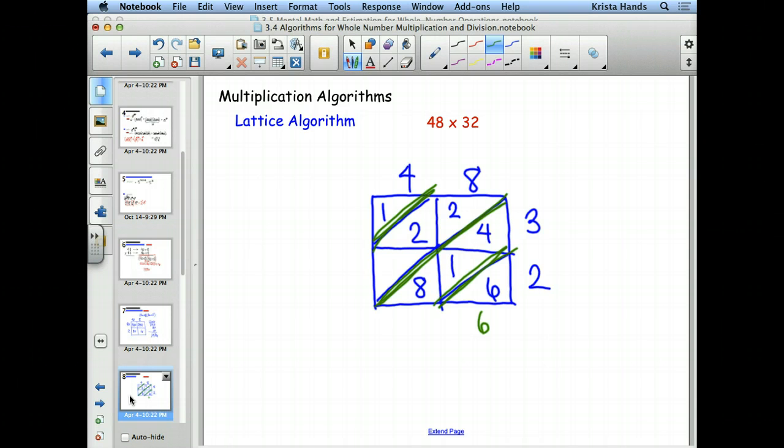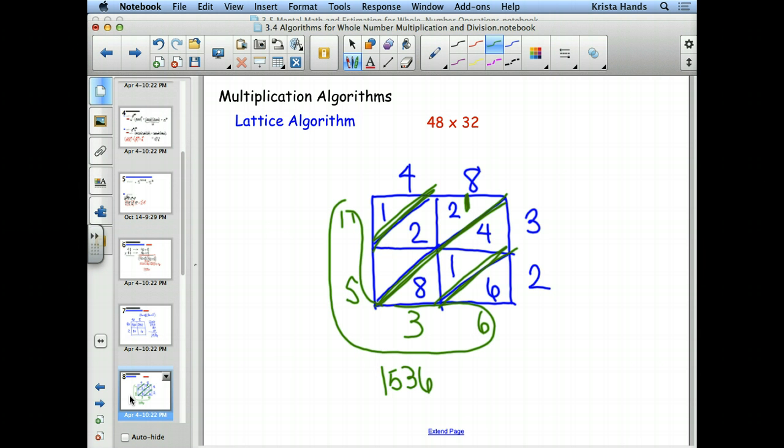I move up to the next diagonal, I have 8 plus 1 plus 4, which adds to what? 13. I write the 3 down, and I carry the 1 up here. Now I have 1 plus 2, which is 5, and then I have 1. This is my answer. 1536.